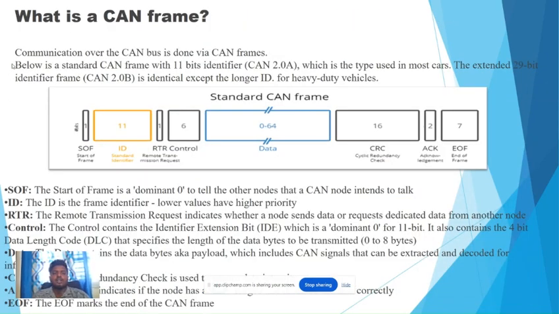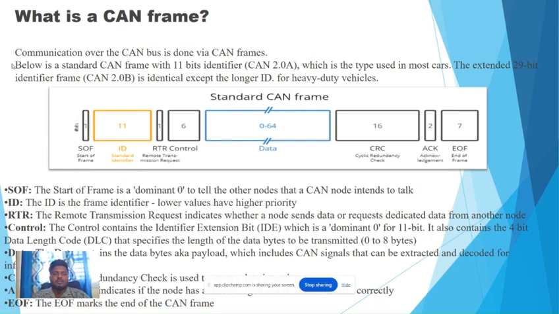Communication over the CAN bus is done via CAN frames. Below is the standard CAN frame with 11-bit identifiers, which is the type used in most cars. The extended 29-bit identifier frame is identical except for the longer ID, used for heavy duty vehicles. SOF.